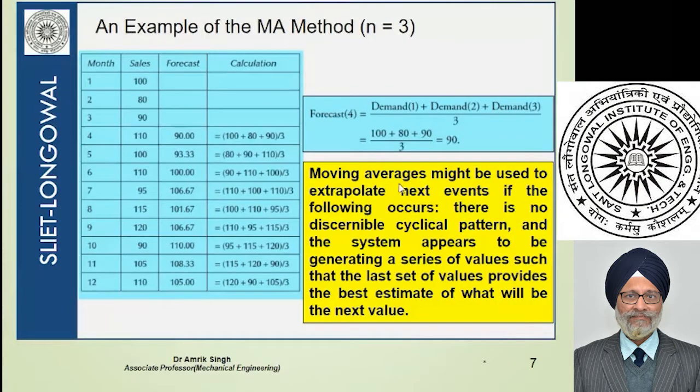Now moving average might be used to extrapolate the next events if the following occurs: if there is no cyclic pattern and the system appears to be generating a series of values such that the last set of values provide the best estimate of what will be the next value. So this is an example of a simple moving average.